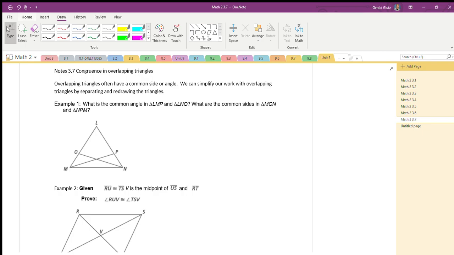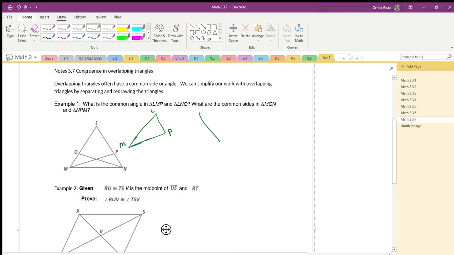So when we have overlapping triangles like we do here in example one, we're almost always going to have a common angle or a common side, a side or an angle that they both use. So if I'm looking at triangle LMP and triangle LNO, one thing I like to do is draw the triangles separately, first of all. So LMP would be this triangle. So I could draw that. It looks something like that. So this is M, L, and P. And then LNO. So that's L, that's O, and that's the N.